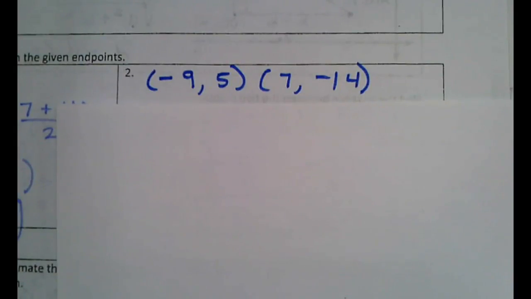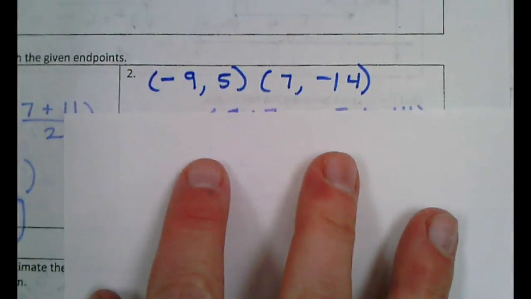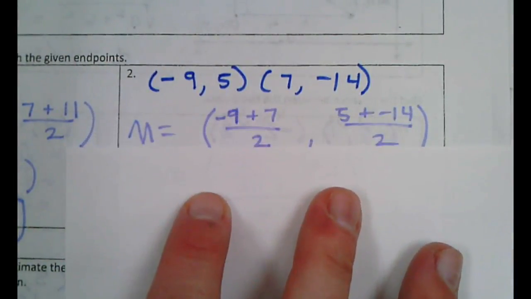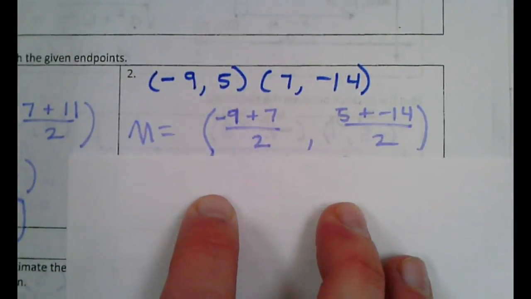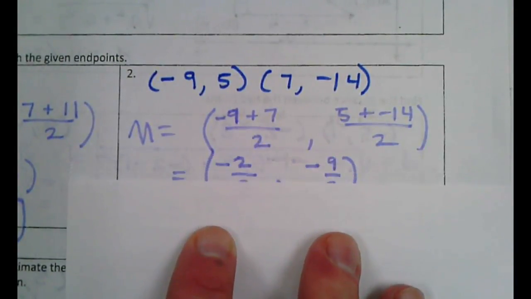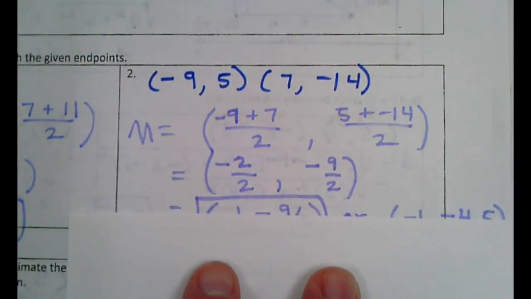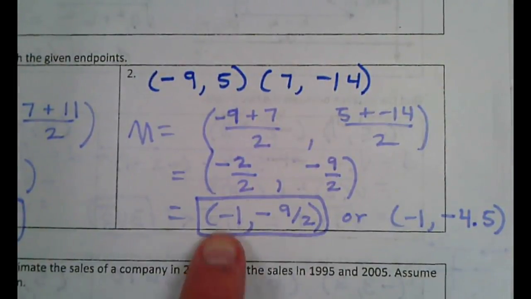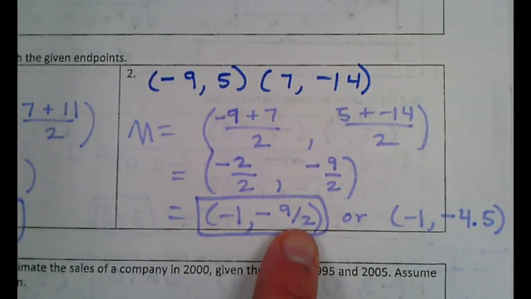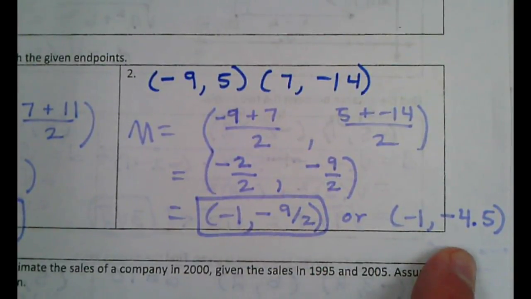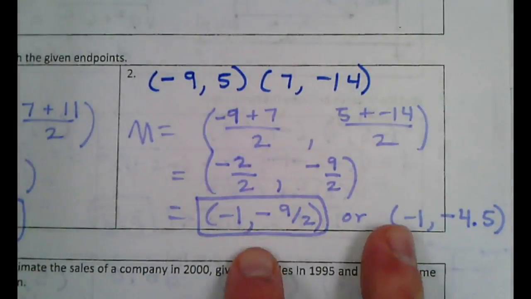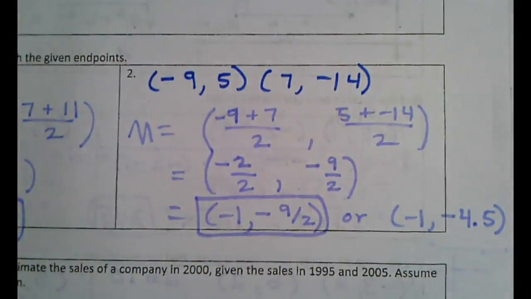Okay, find the midpoint between these two points. I added together my x values and divided by 2, added together my y values and divided by 2, to get -2 over 2 and -9 over 2. Simplifying down to -1, -9 halves, or -1, -4.5. Either one of these is fine since this is a terminating decimal.